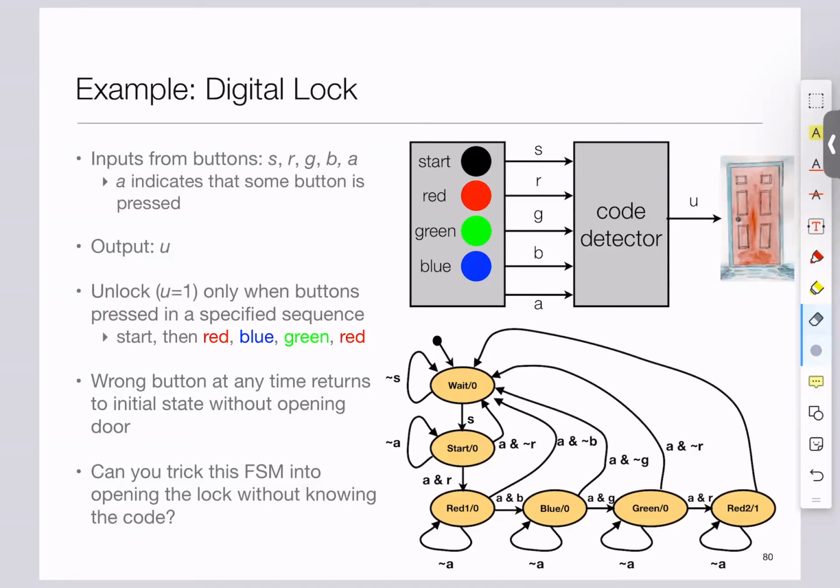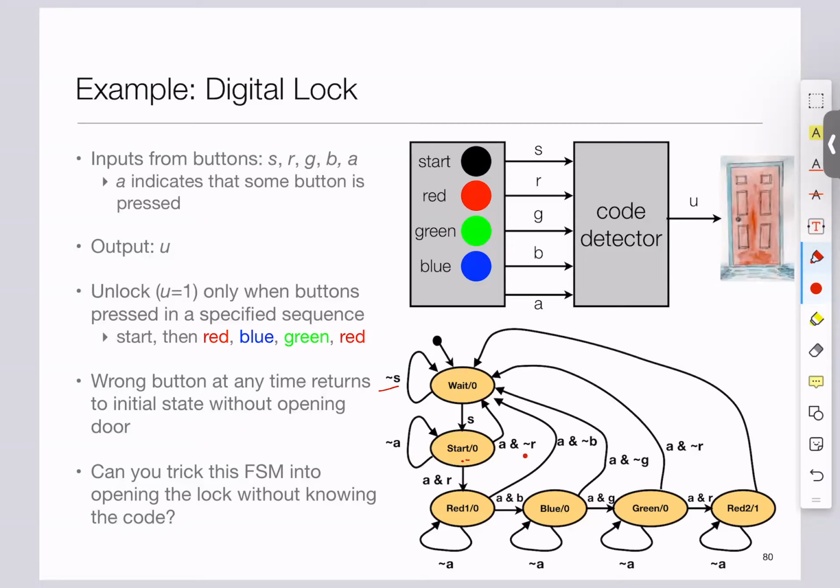So what we do is we design the state machine. The first state is the wait state. We sit there as long as the start button is not true. Then if the start button is pressed, we go to the next state, where we say, hey, start has been pressed. And then as long as no button is pressed, we stay put.